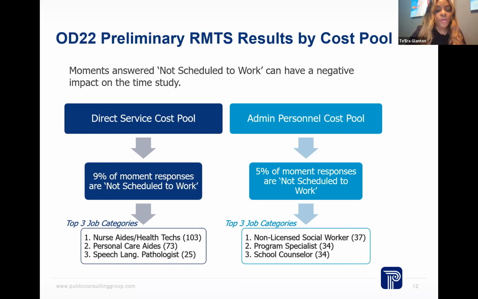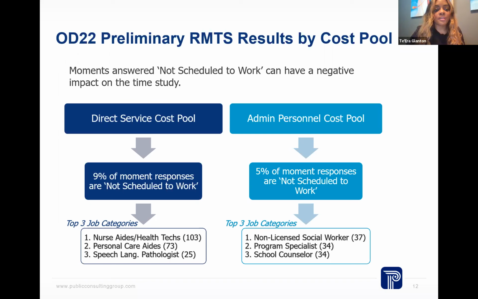Each quarter, we need to receive 2,401 moments in which participants are reporting that they were working in order to meet statistical validity. And one thing that can have a negative effect on that is our not scheduled to work moments. As a state, under the direct service cost pool, we see that 9% of the moment responses were not scheduled to work. And your nurse aides and health techs were kind of leading those responses. And then under the admin personnel cost pool, 5% of moment responses were considered not scheduled to work. And 37 of those responses came from non-licensed social workers.